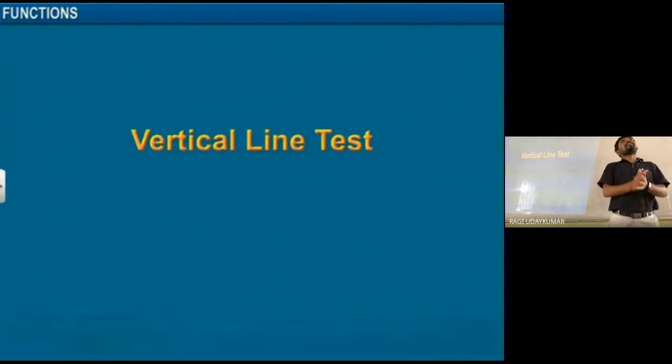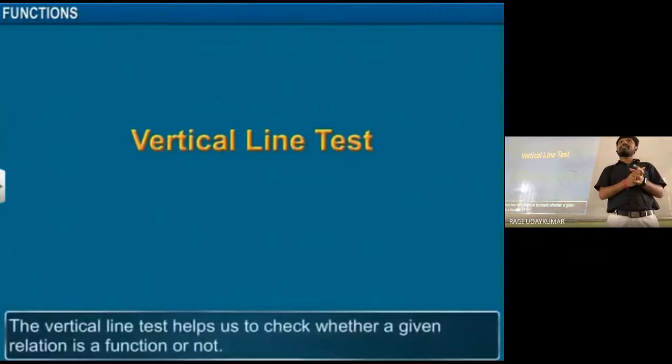Whenever a graph is given to you, a function can be represented in a graphical way. What is a function actually? Y equal to some expression will be given to you. Y equal to x plus 2 is given. What will it be in the graph? x plus 2 will become one straight line. Y equal to x square plus minus 2x plus 3 is given.